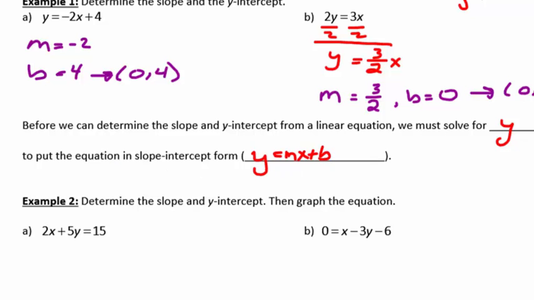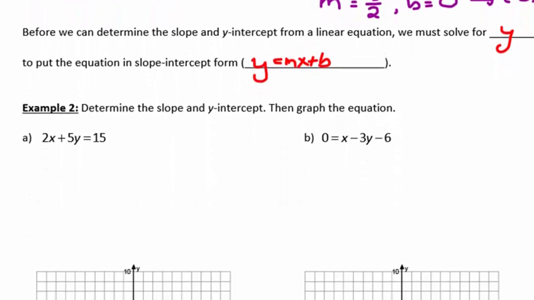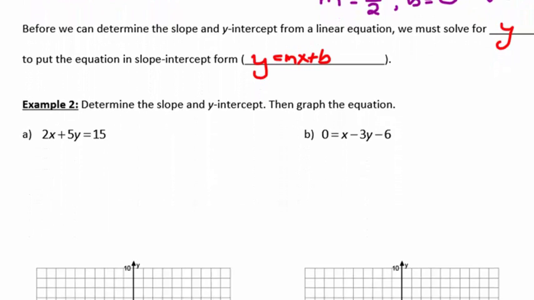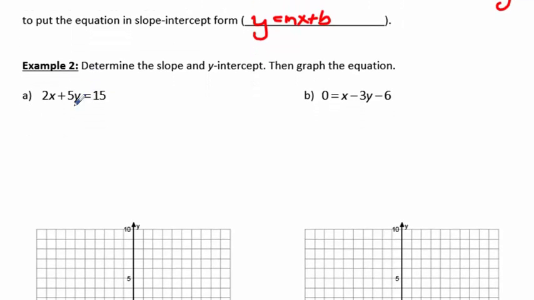In example 2, we want to determine the slope and the y-intercept. These equations do not have y solved for, so we're going to do that first. And once we have it in slope-intercept form, we're going to graph the equation. So I want to solve for y. So the first thing I need to do is move the 2x. So we're going to subtract 2x from both sides.